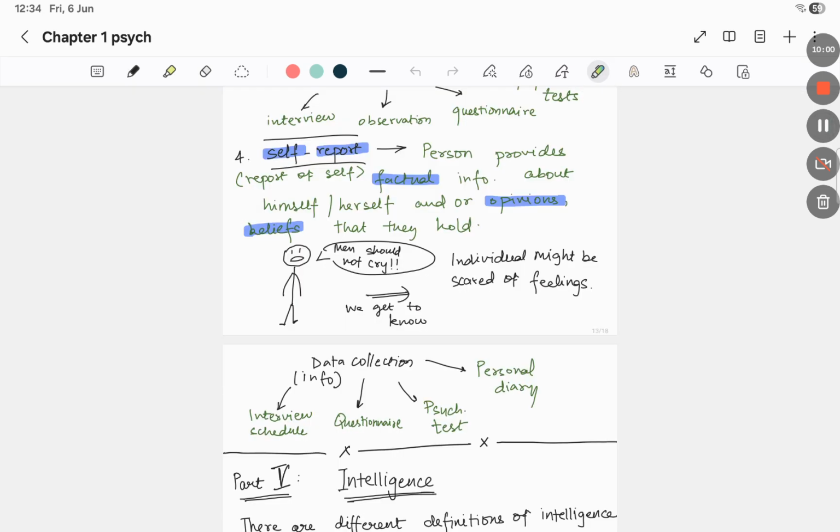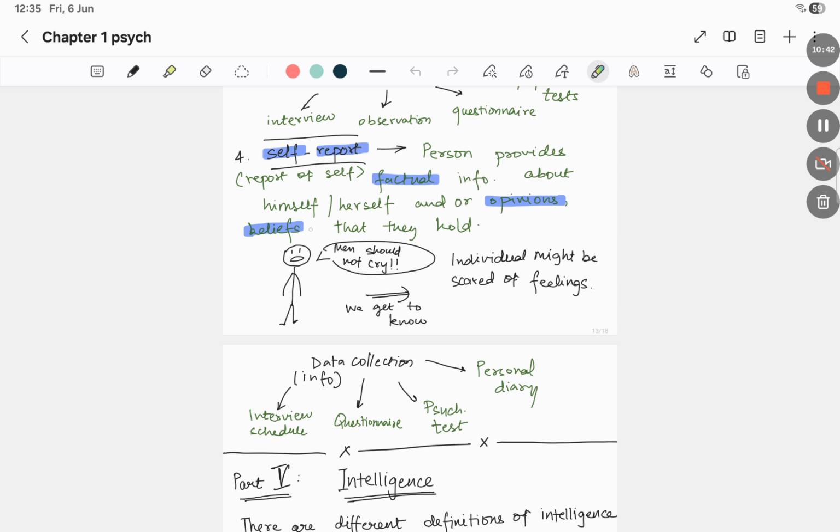We now move on to the last assessment method, which is S, self-report. So what exactly is self-report? If you divide the words and you look at them separately, you see it means that you're reporting yourself, you're telling stuff about yourself. So a person provides factual information about himself or herself and or opinions and beliefs that they hold. So what do we get to know about when they tell us about their opinions or their beliefs? We get to know about their thinking process and how they carry themselves in real life. What beliefs they hold shapes their values, and values shape behavior, right?